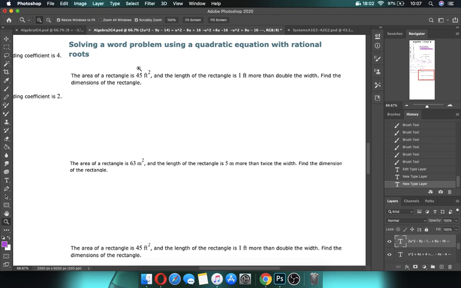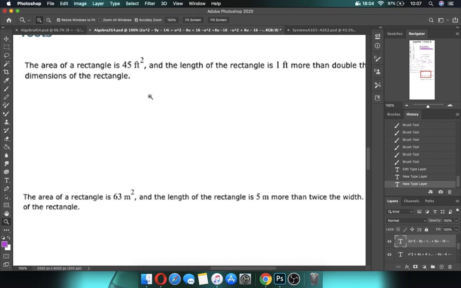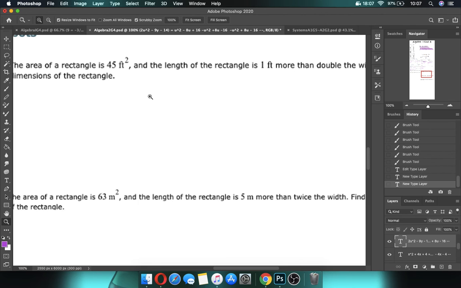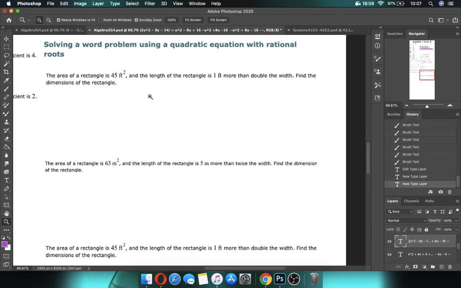So first things first, let's actually read the problem. Can I get this all on one screen? No. All right, the area of a rectangle is 45 feet squared, and the length of the rectangle is 1 foot more than double the width. Find the dimensions of the rectangle. The horror, the horror.